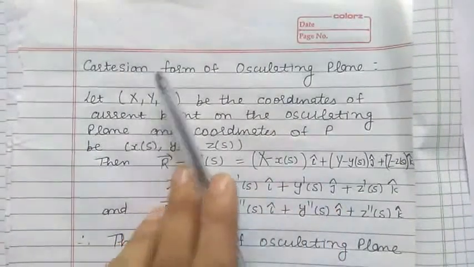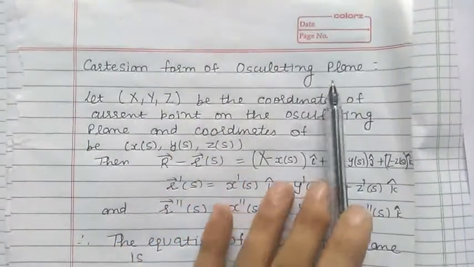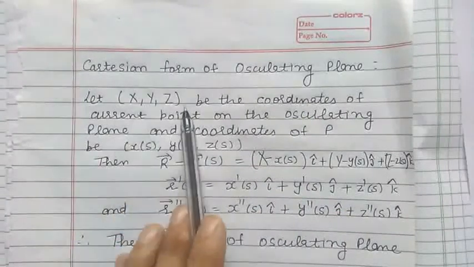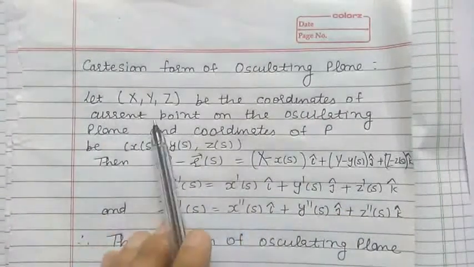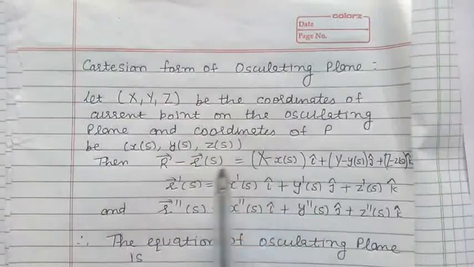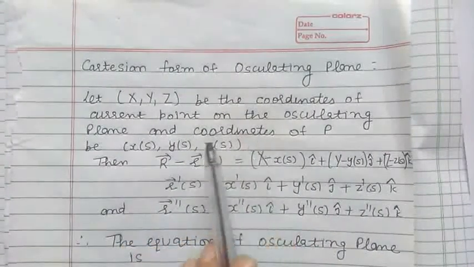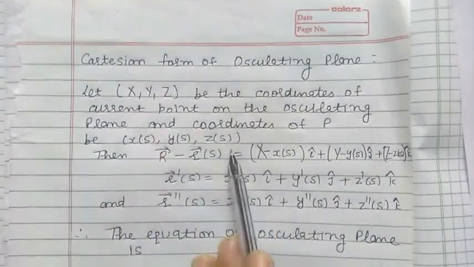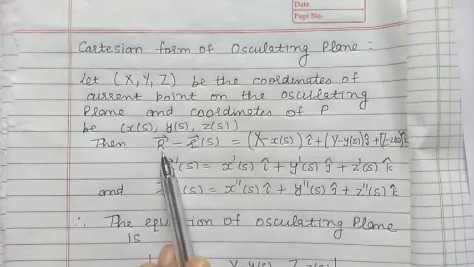In order to find the Cartesian equation of the osculating plane, let us take x, y, z to be the coordinates of the current point on the osculating plane, and the coordinates of point P be small x, y, z. Then we can find the values of the three vectors.